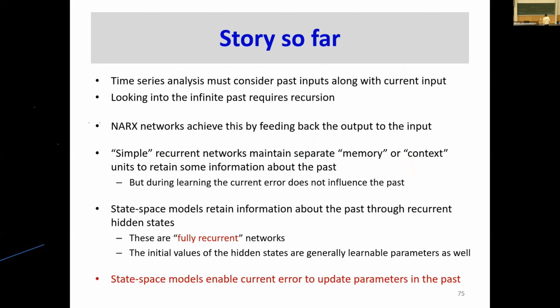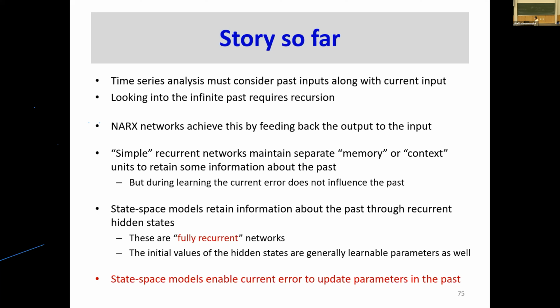So here's the story so far. What we've added is that state space models retain information about the past through recurrent hidden states. These are what we call fully recurrent networks, because when you're training the model, something that happens way out into the future can end up influencing the updates you make at the current time. And for these cases, you also have to specify the initial value of the hidden states over which the recurrence happens. And very often this initial value for the hidden state is actually treated as a learnable parameter that you can also learn using backprop.